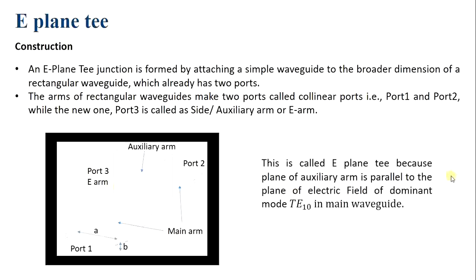And this is called an E plane T because the plane of the auxiliary arm is parallel to the plane of the electric field of the dominant mode TE10 in the main waveguide. So we have seen that the rectangular waveguide TE10 mode has the electric field in this direction, which is parallel to the auxiliary arm. So this T junction is called the E plane T.